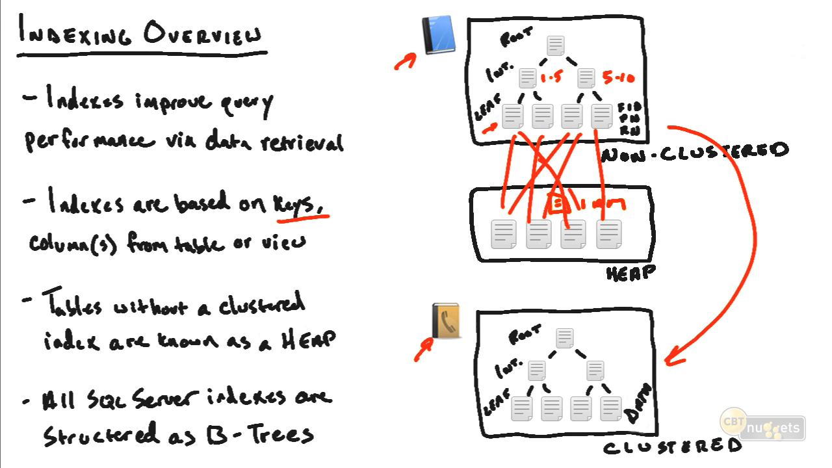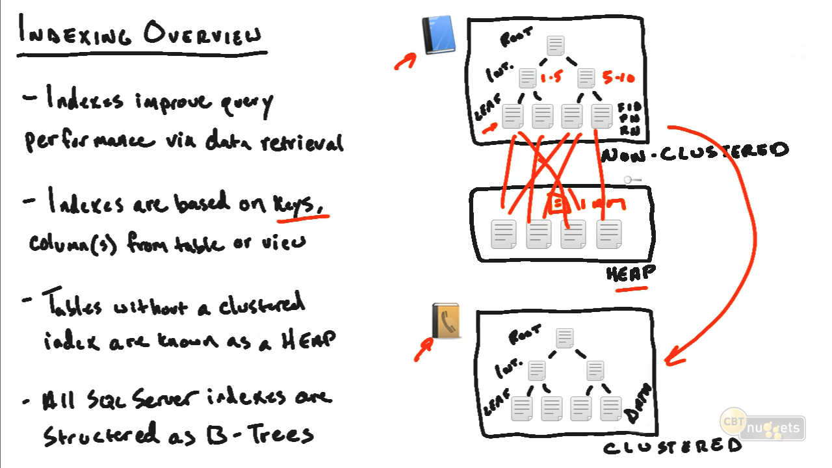So some of the important things to take away from the anatomy of an index in this slide: if a table has no clustered index on it, it's known as a heap, where it's just a big pile of data pages, and SQL Server will need to scan all of the data pages when a query comes in to find the data it's looking for.